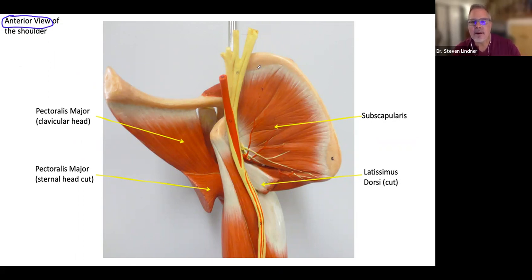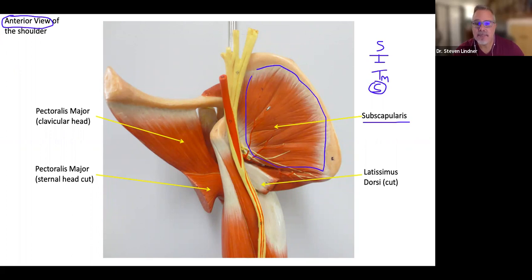And here is that last rotator cuff, right? We said it sits, S-I-T-S. Supraspinatus, infraspinatus, teres minor, and subscapularis. Subscapularis originates on the subscapular fossa. Remember, these three insert on the greater tubercle of the humerus. Subscapularis inserts on the lesser tubercle, which is more anterior.